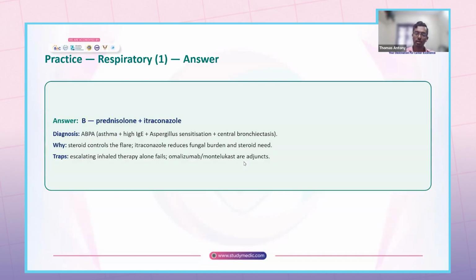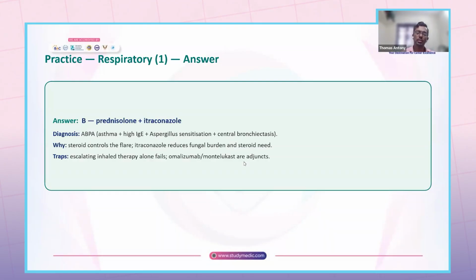So the answer is pretty clear. This is prednisolone with itraconazole. Again, this is ABPA. We know the triad here. And why? Because steroids control the flare, itraconazole reduces the fungal burden and the steroid need.